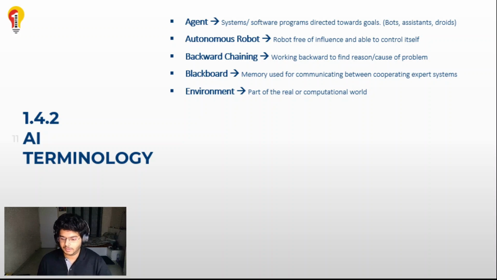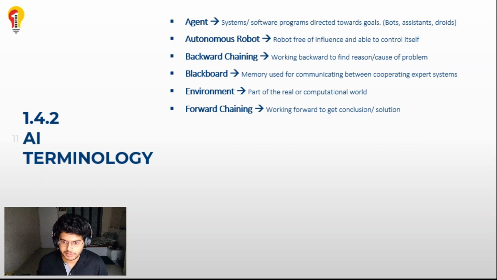So for example, this Google Assistant, the table is its environment. But in a very broad sense, or you can say a very narrow sense, the internet is its environment, right? Because this table is its real world and the internet is its computational world. Okay, so forward chaining is the exact opposite of backward chaining. It is working forward to get a conclusion or a solution based on the problem.